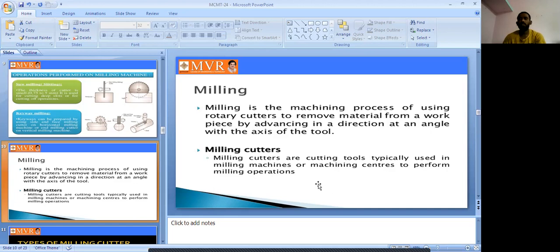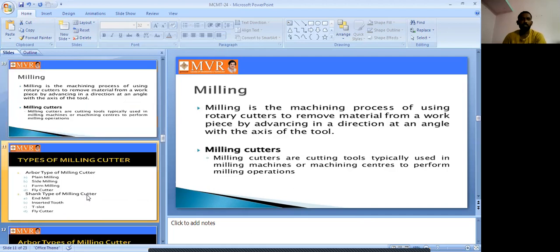Milling tools are basically used in milling machines. Cutting tools are used in milling machines or milling centers to perform milling operations. Only when we use them in a milling center do the cutting tools perform the milling operation. If we do not use the tool, we cannot perform any milling operation, so we cannot use the milling machines either. The tool is very important. Based on the tool only, we remove the metal from the workpiece.